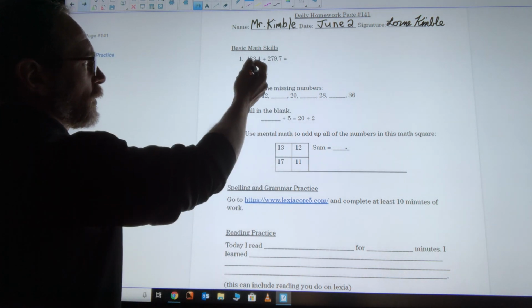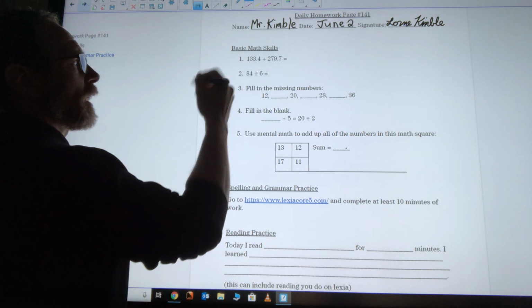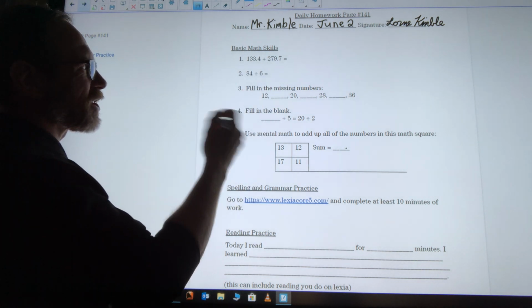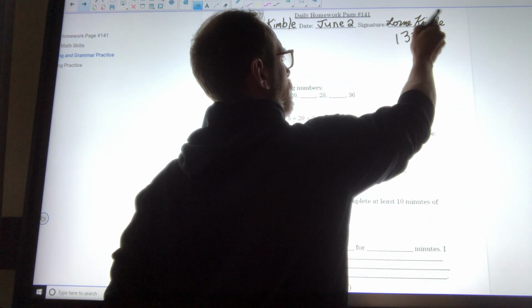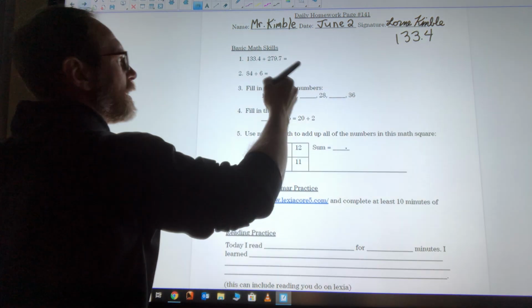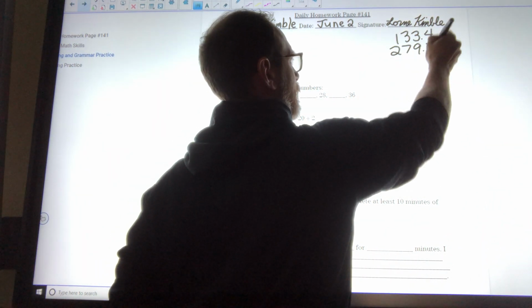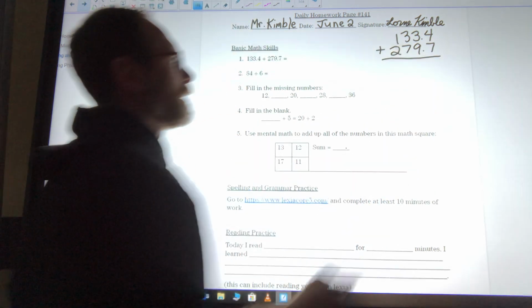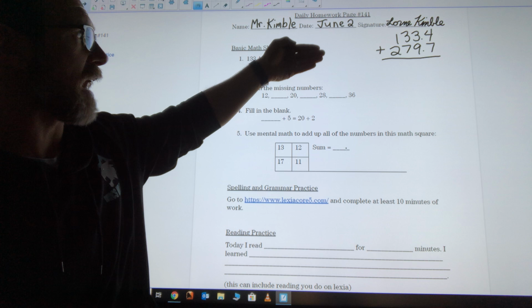So I have 133.4 plus 279.7. When I look at this question, I see it's going to be a bit of a complicated one, so I'm going to use the stacking. But I think I'm going to do a slightly different way than we've been practicing. I'm going to do the count up method, but going in the stacking kind of style of this.